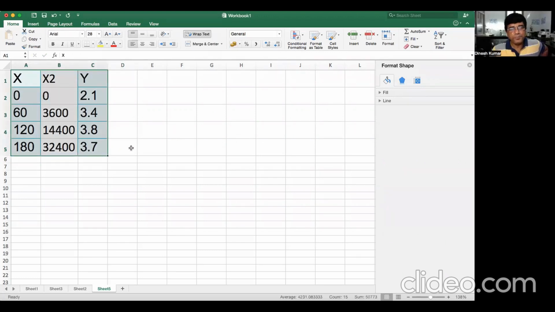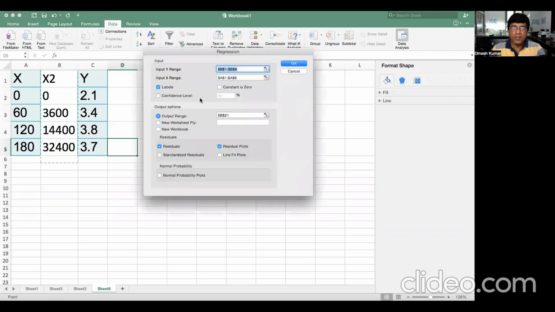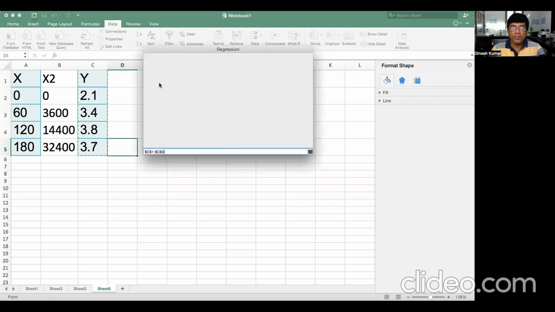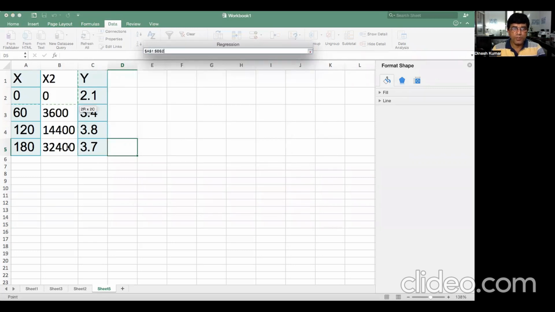So now you can go for regression analysis. These are data. Go to data analysis, select regression. Okay. Now input y range. Y is your dependent variable. So this is your y. Select the y 2.1, 3.4 up to 3.7. Input range, minimize it. Select x and x square both.